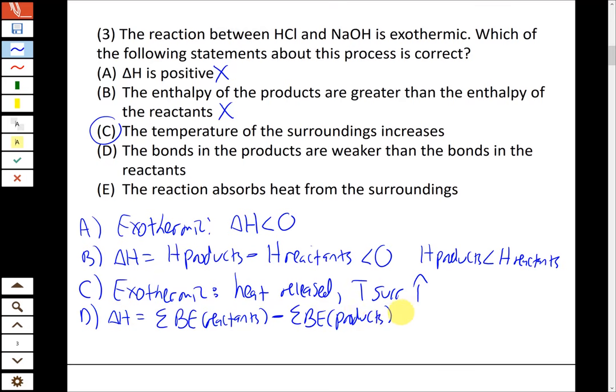And again, we're talking about an exothermic process here, which is less than 0 for delta H. That means you're subtracting a bigger number from a smaller number, which tells us that the products must have stronger bond energies than the reactants. This sum here must be bigger than this one in order for the difference to be negative. So this tells us that the sum of the bond energies for the reactants is smaller than that of the products, or products is bigger than reactants, however you want to write that out.